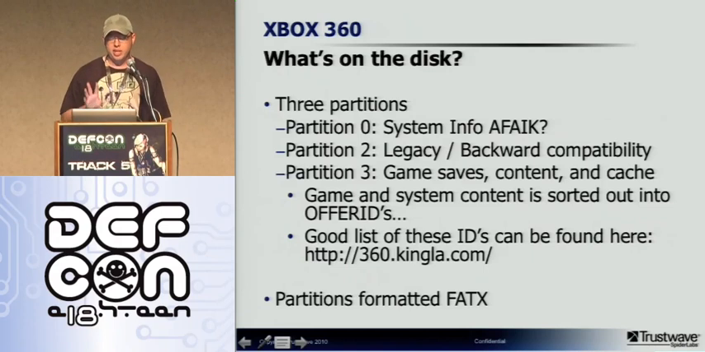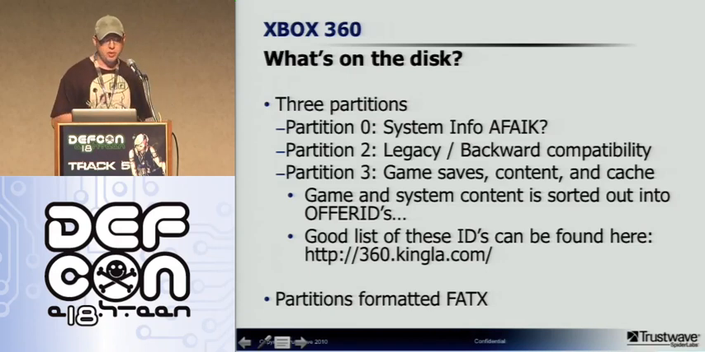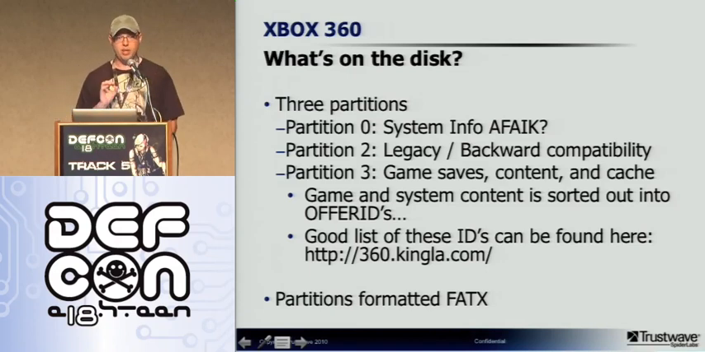What's on the disk? You're going to have 3 partitions that are formatted FATX. You have partition 0, which, as far as I know, is really just system information. Partition 2 has legacy backward compatibility, meaning original Xbox games that you can play on the 360. All that information is stored there. And with partition 3, game saves, content, and cache. I do have a link there, which we'll talk about in the next slide. Also, if anybody is storing media, pictures, music, movies, or anything like that, it is going to be in this directory.